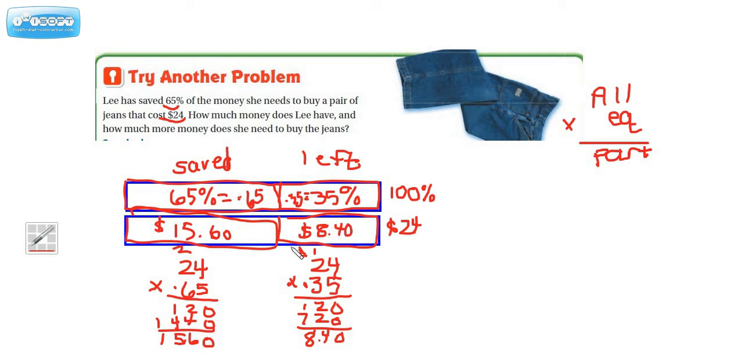All right, so what are we going to put on the answer space? When it says how much money does Lee have, we're going to say it's $15.60. And how much more money does she need? It's going to be $8.40. And notice that these two numbers have to add up to be $24. And if you add these two together, you'll find that indeed it does.